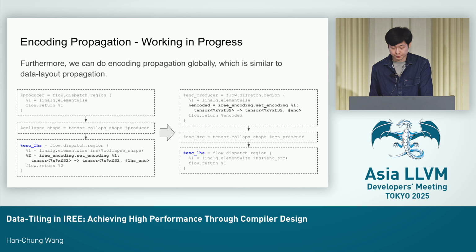In this example, we try to propagate the encodings across the collapse shape op and fuse it with the producers. It should be a valid propagation because the total dimensions are extended after propagation, and we don't lose any information in the SSA chain.